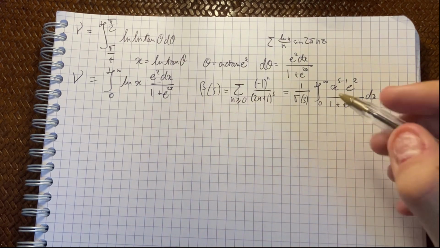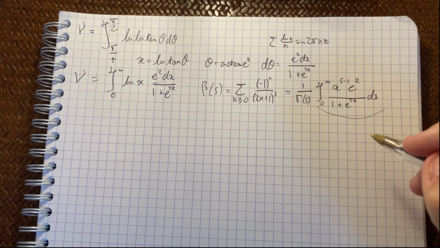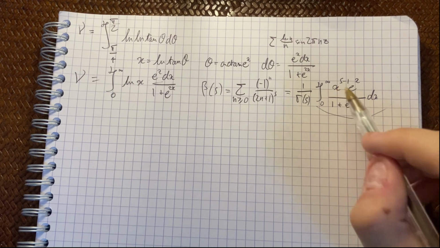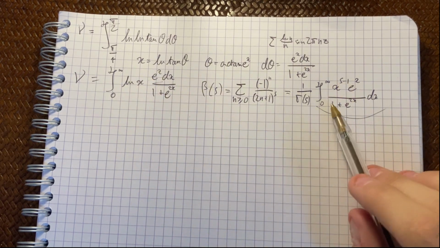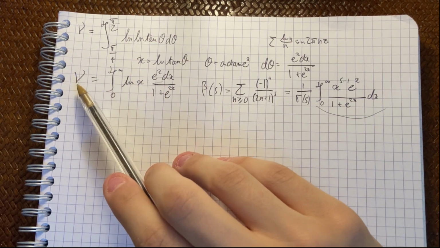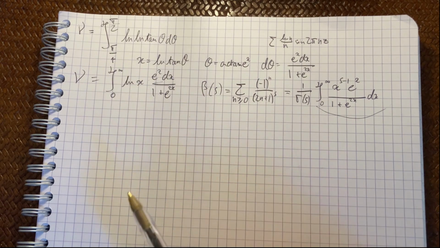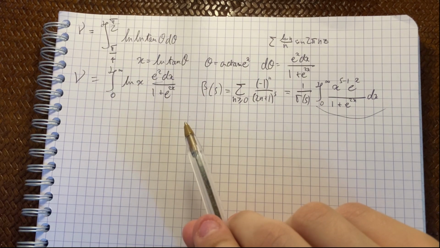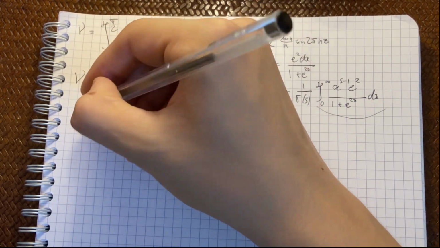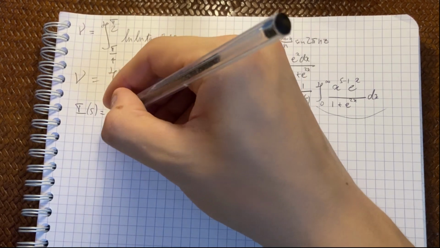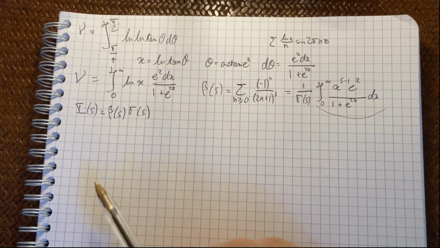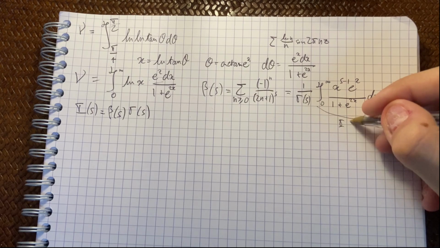Then we see that here we can try to use a Leibniz rule. If we differentiate with respect to s, we get a logarithm of x, e to the x as we need, and 1 by 1 plus e to the 2x as we need as well. So we can link our integral V to the derivative of the beta function. How do we do this? We call a function, let's say I of s, equal to beta of s times gamma of s. Then I of s is just this integral here.